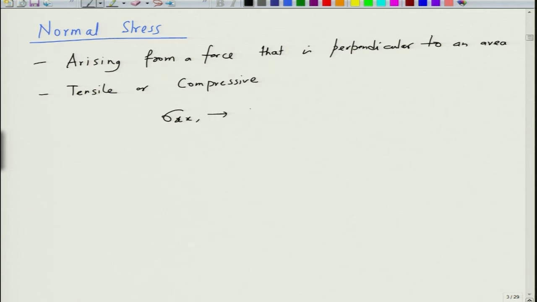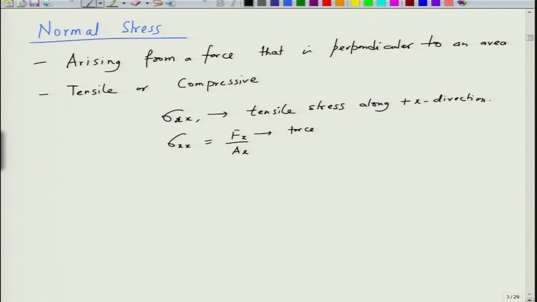We represent these normal stresses as sigma xx. Basically, sigma xx would be tensile stress along, let us say, the plus x direction, and it can be written as sigma xx is equal to Fx divided by Ax. Here Fx could be the force along the x axis direction, and this is the area of a plane perpendicular to x.